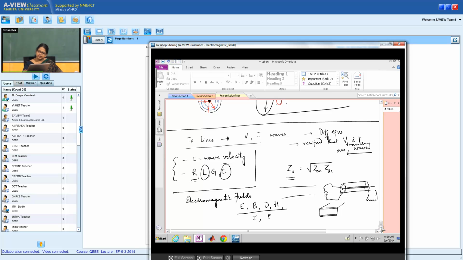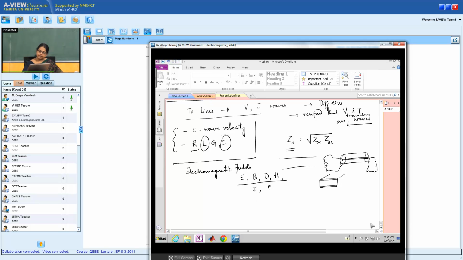As I said the other day, if I look at the cross section of the coaxial line, this is the inner conductor, this is the outer conductor, and you have a dielectric. This material is a non-conductor, it's a dielectric. Let's say for an instant of time the inner conductor is positive, the outer conductor is negative. It means there is a potential difference between the inner and the outer conductor. There is an electric field between the inner and outer conductor. Let us say this is the direction of the field. So that is about the electric field.